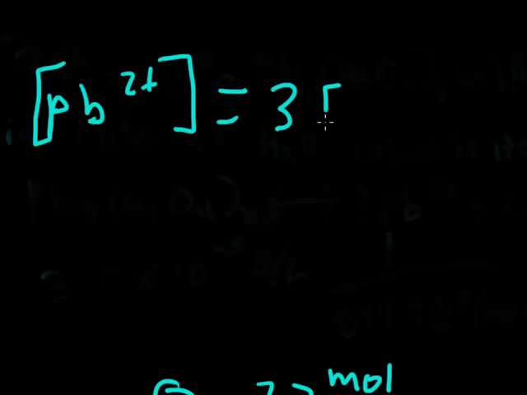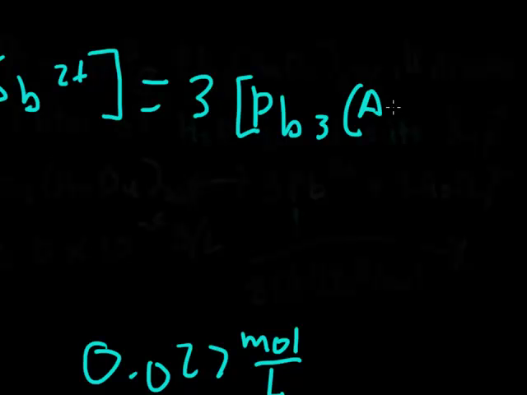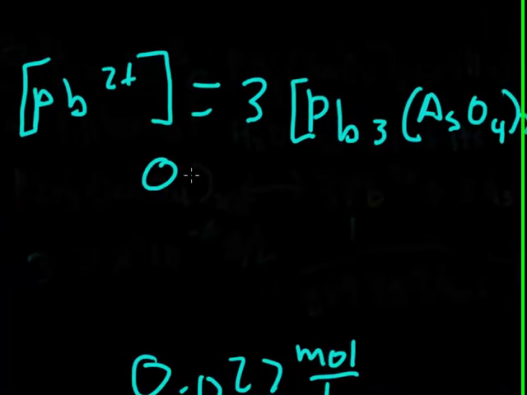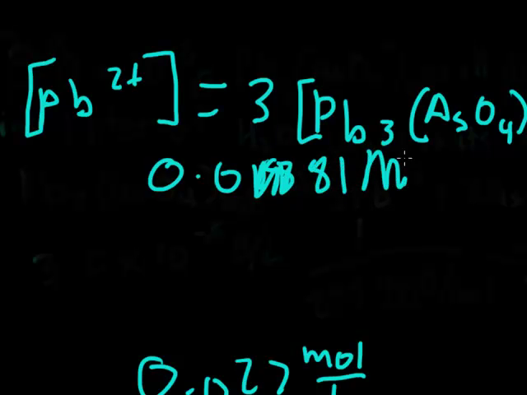Since there are 3 molecules of the Pb for every one of the Pb3(AsO4)2, you'll need to multiply the concentration of this by 3, which will give you 0.081 for the molarity.